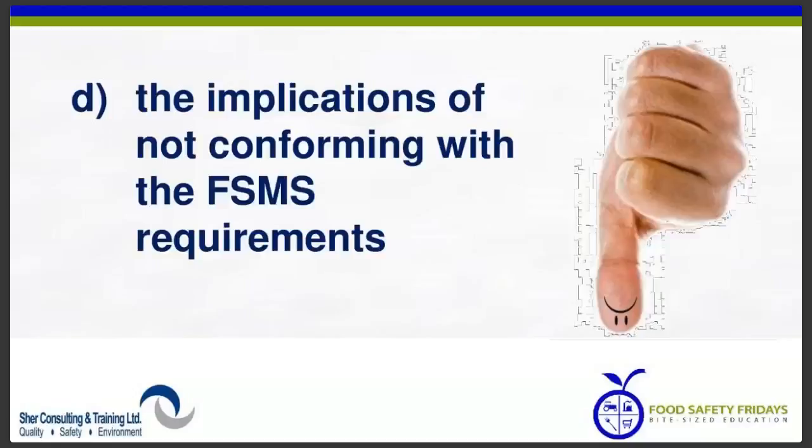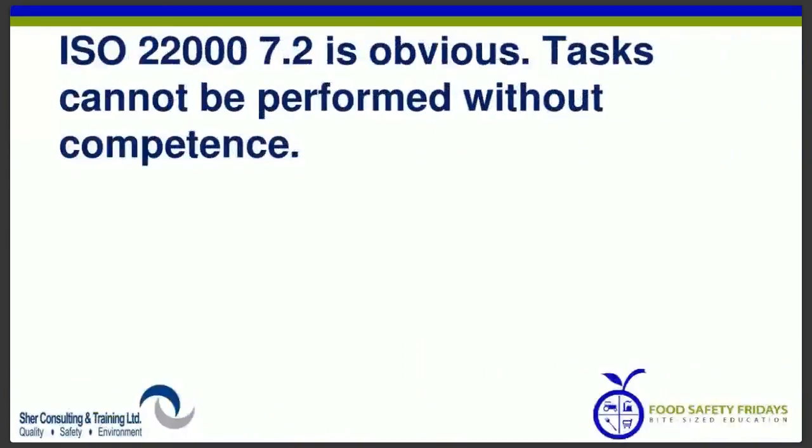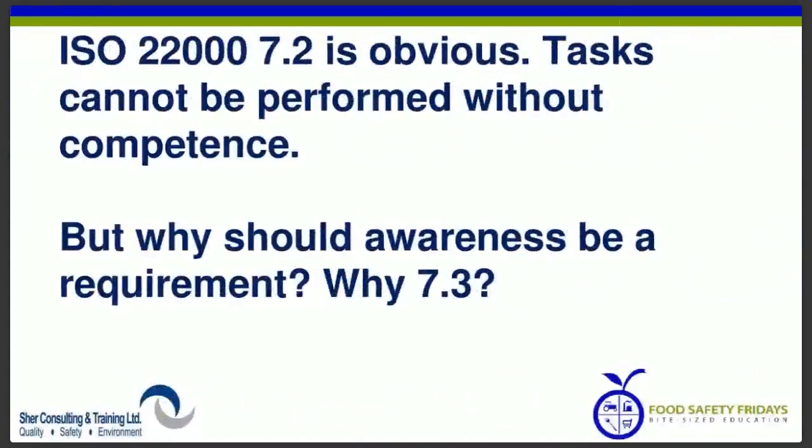And we must ask ourselves, okay, 7.2 is obvious. You can't perform a task if you're not competent to do it, but why should awareness be a requirement? Why add 7.3? And that's a key question, and it's important to understand when we're teaching people, and this is where, when I talk about the digital age, there's a connection.